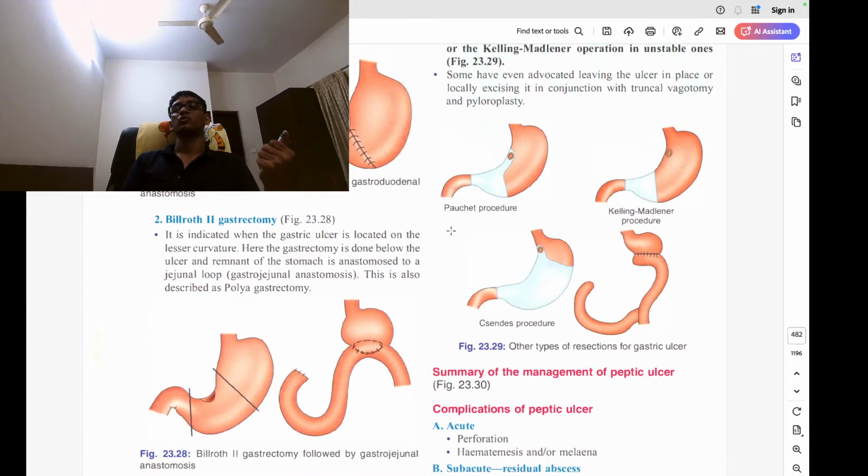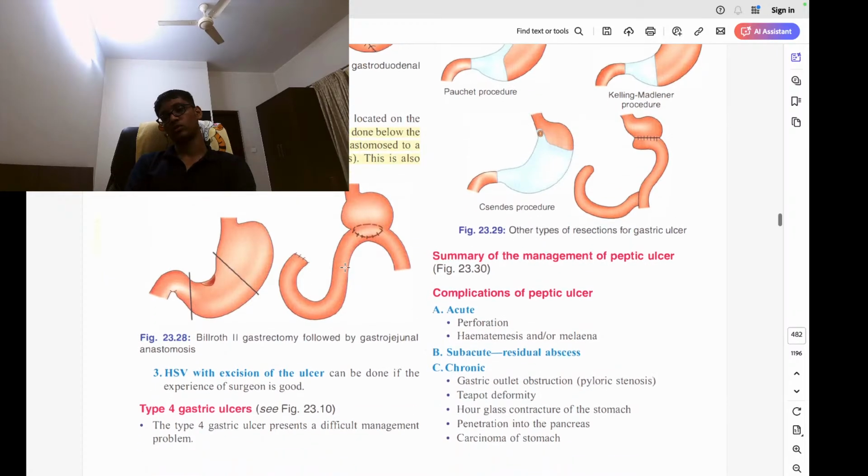Billroth type 2 gastrectomy. It is indicated when the gastric ulcer is located on the lesser curvature. Hence, gastrectomy is done below the ulcer and the remnant of the stomach is anastomosed to a loop of jejunum. Gastrojejunal anastomosis. It is also described as polya gastrectomy. Gastrectomy is done below the ulcer and remnant of the stomach is anastomosed to loop of jejunum.